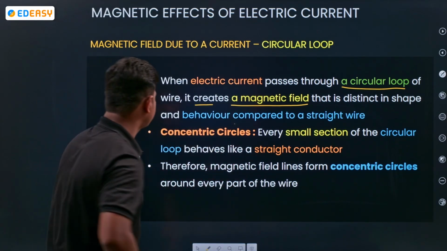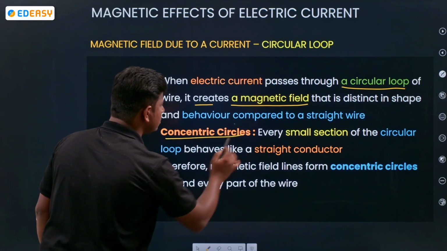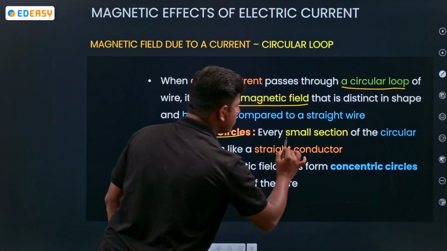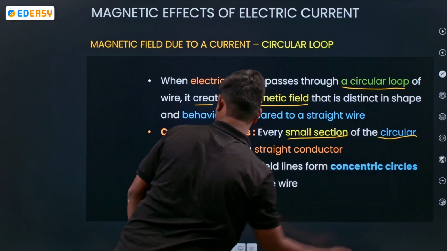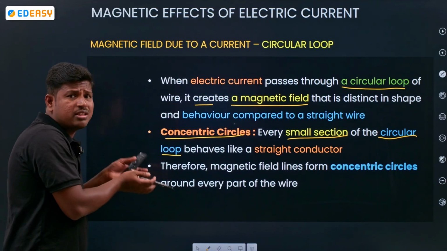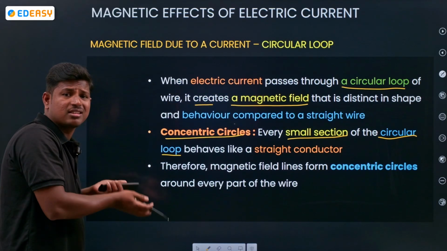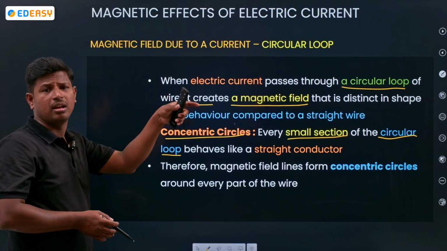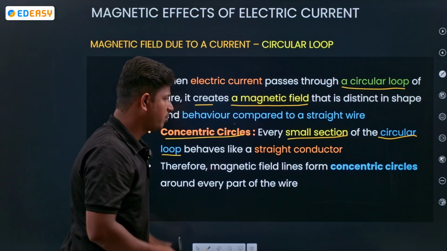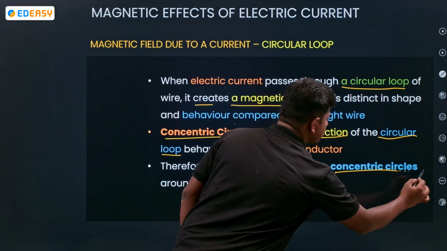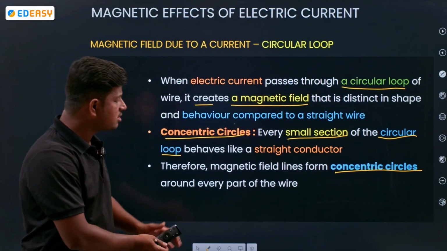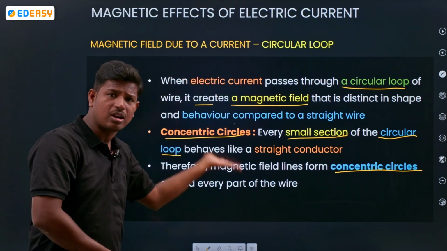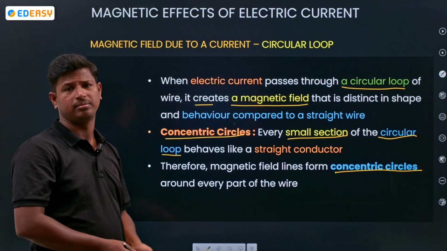Okay. Next, see, concentric circles. Every small section forms that circular loop only. Every small section acts as a straight current-carrying conductor only. That means every conducting element produces a circular loop, and it forms concentric circles. Whenever the circle is going up, at the middle it will be a straight line only, from the bottom also, from the top also.